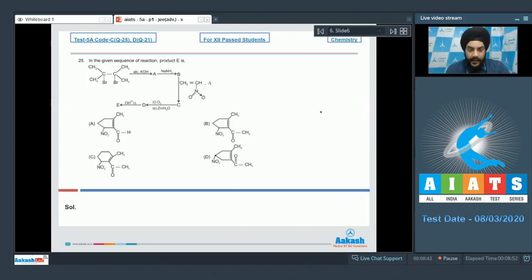Question number 25. In the given sequence of reaction, the product E is. So a series of reactions has been given to us. Let us try and solve this series of reactions. So in the first step, this given alkyl halide is allowed to react with alcoholic KOH. So students, the alcoholic KOH is going to cause E2 elimination, and after that further it is allowed to react with NaNH2. So in both these steps there is elimination happening, and if we talk about the product B, this is going to be a diene.